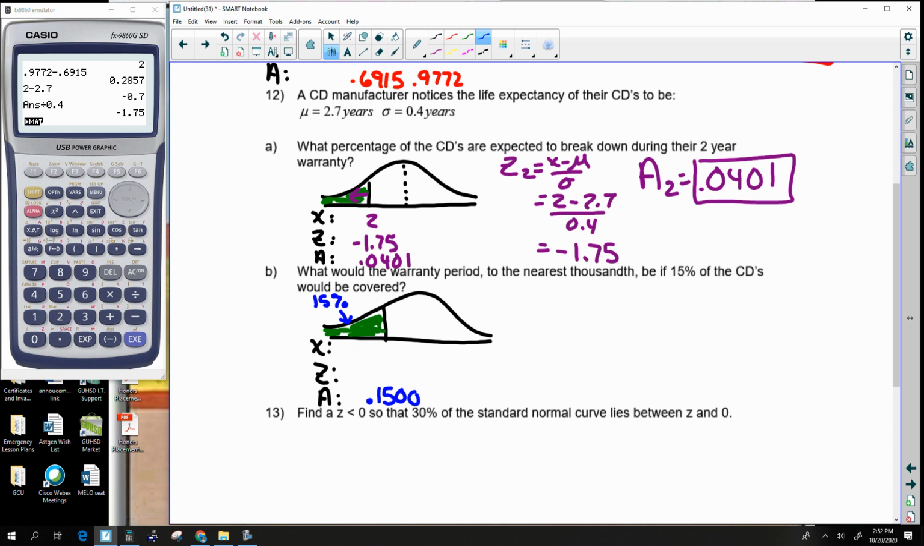So we need to go backwards in this operation. If we usually go X, Z, area, this has to go area, Z, X. So I know the area, so I need to turn this first into a Z.